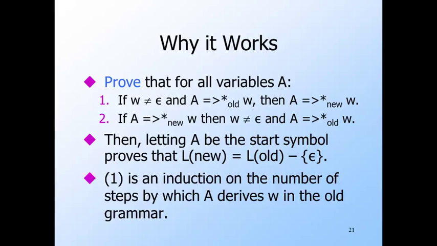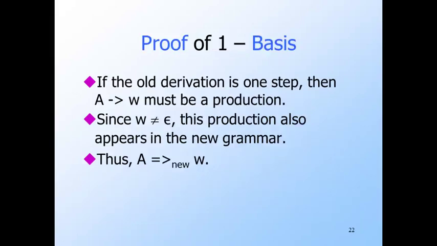We're going to prove the first direction, and it is an induction on the number of steps by which A derives W in the old grammar. For the basis, if there's a one-step derivation of W from A, then A goes to W must be a production. We assume in part 1 that W is not empty, so A goes to W is a production of the new grammar. We make the desired conclusion that A derives W in the new grammar.